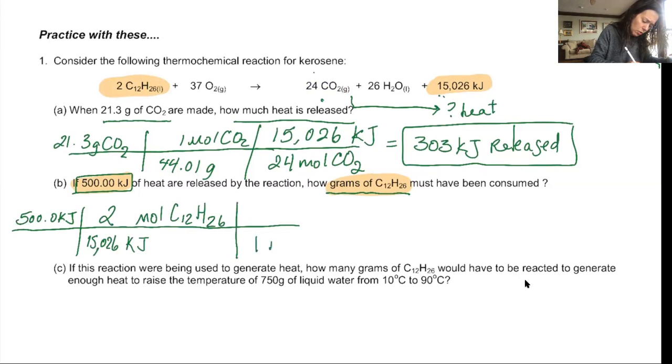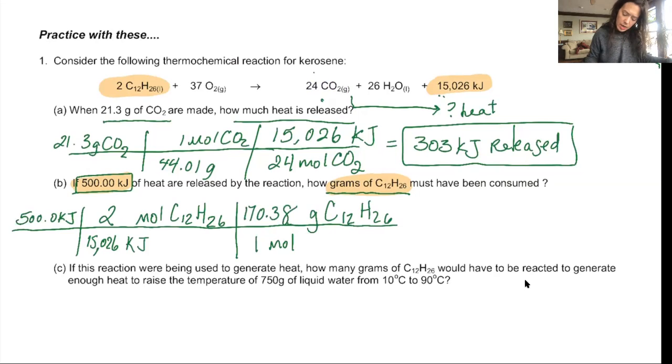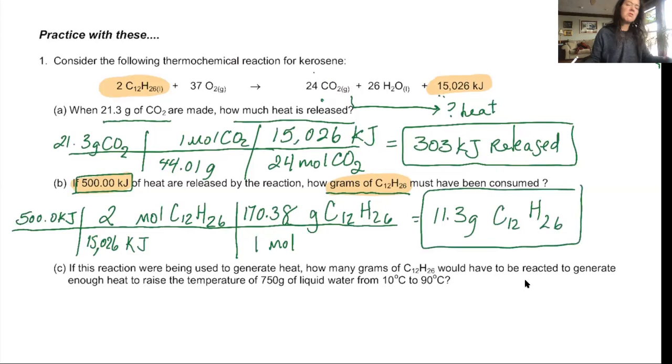And we see that 1 mole, we need it in grams, however, so we will have to convert this to grams. Let's do the mass of carbon, 12.01 times 12, plus our 26 hydrogens times 1.01, close parentheses. Wow, 170.38. I will now multiply that by 2, and I will multiply that by 500. And I will divide it by 15,026. And I've got 11.3 grams. Grams of what? Kerosene would be needed to be burned. Not very much.